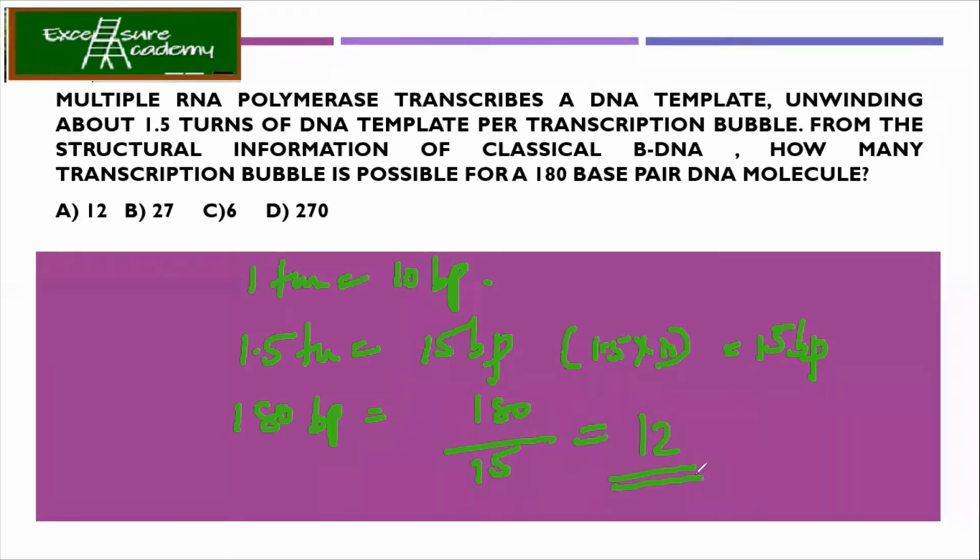Is it clear to everyone else? It is written for B-DNA, so one turn means around 10 base pairs are there. So 1.5 turns means what? 15. Why? Because 1.5 into 10. So when these many base pairs are there, how many bubbles will be there? The answer is 180 by 15. So you will get 12. So the correct answer is A. Very good, Ranjan. Okay, next question.